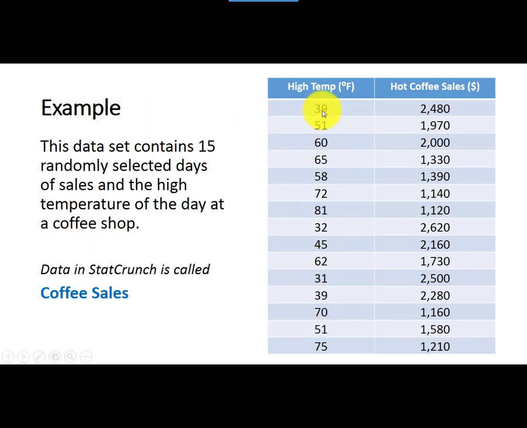So I want to take us to a much smaller data set that only has 15 values, and you might remember seeing this in a previous classroom group work. I'm going to revisit it again. This data set compares the high temperature of the day to the amount of hot coffee sales that a local coffee shop was able to pull in. So we're going to take a brief pause here, and we're going to get to StatCrunch and pull up this data, and I can show you how you can do a lot of neat things with it.